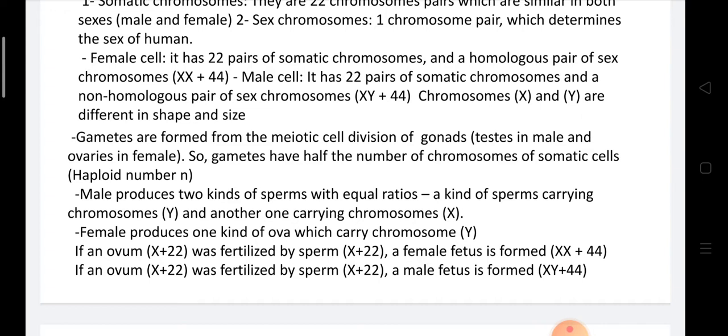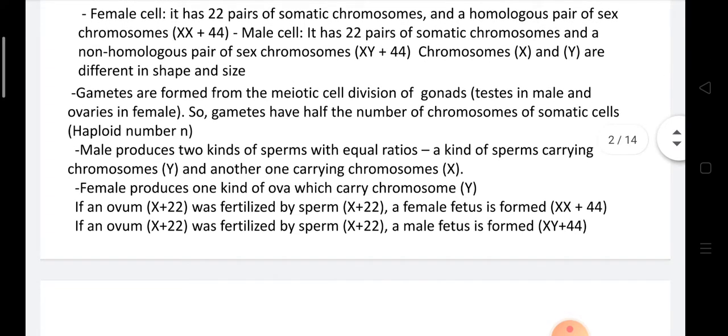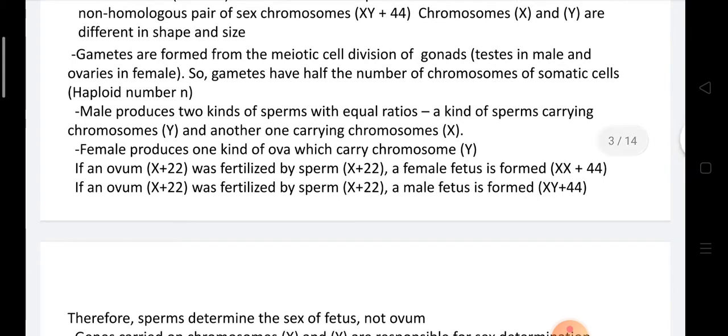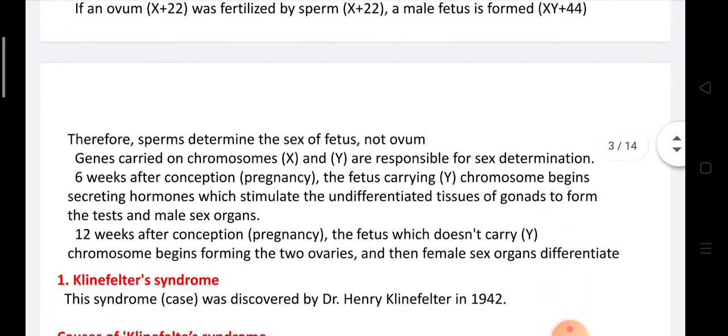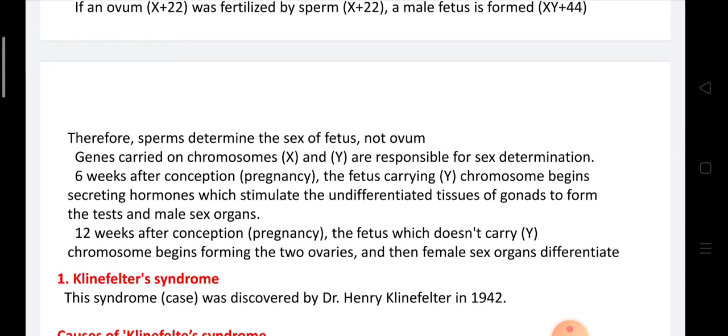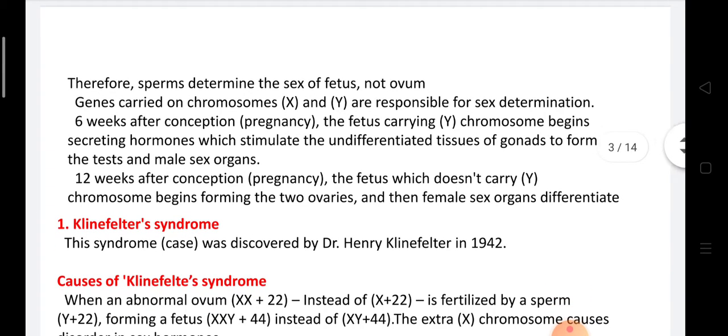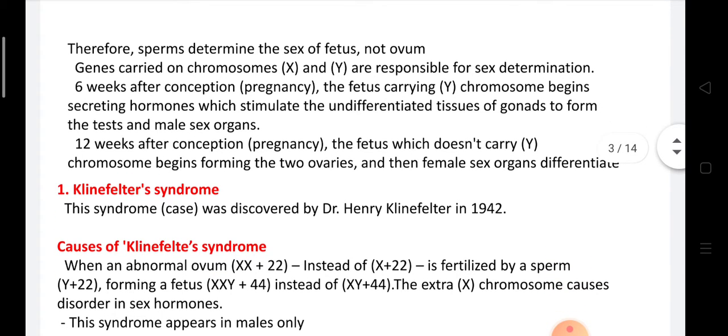So the sperm may be 22 plus X, and it is responsible for production of female, or maybe 22 plus Y, and it is responsible for production of males. So the sperms are responsible for determination of the sex of the fetus, not the ovum, because the ova contain the same karyotype or genetic structure. Some syndromes may appear due to unequal distribution of genes in gametes.